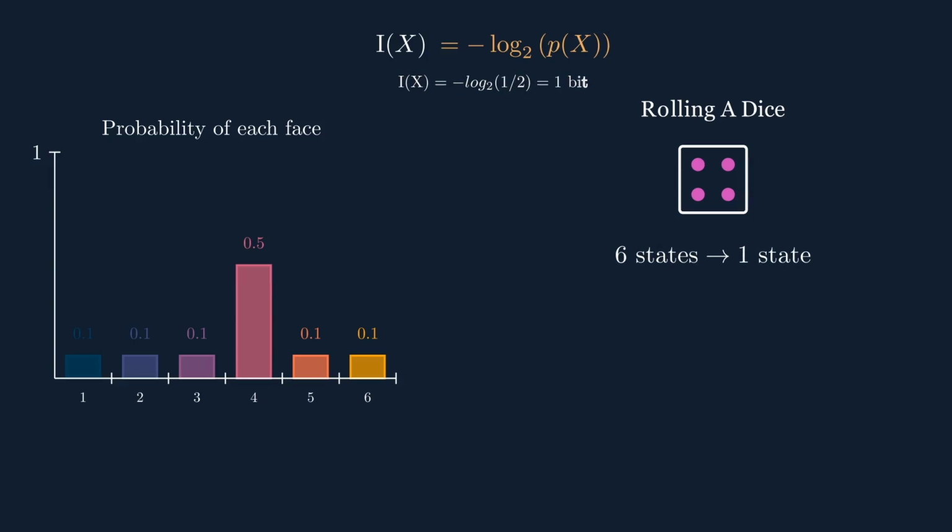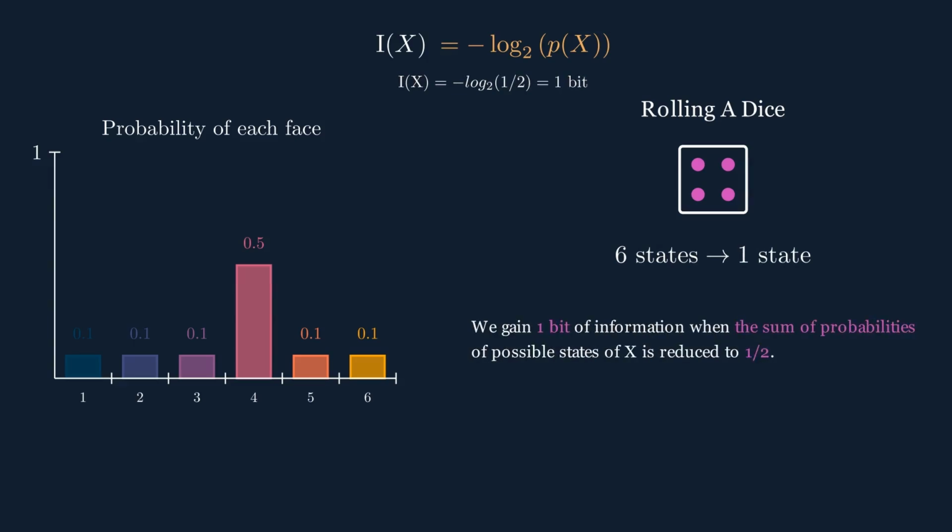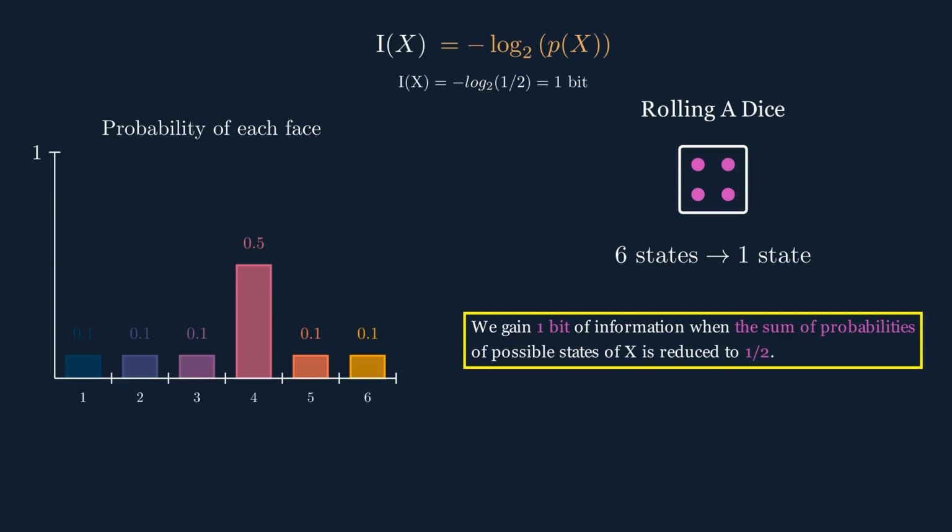So if we look closely at the formula for information, all there is on the right hand side is probability. And if we really think about it, what the information formula is saying is that we gain 1 bit of information when the sum of probabilities of the possible states of x is reduced to half. But since this could be a little difficult to remember, I suggest relying on the intuition we have discussed until now, with this assumption in the back of our mind that the probability of each state is equally likely for the intuition to hold.